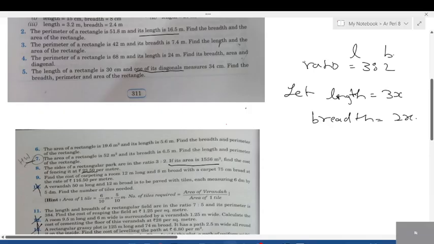You have to write the statement. And if its area is given, use the area formula. Area is 1536. What's the formula for area? Length into breadth is 1536. This is what we did. 3x into 2x.